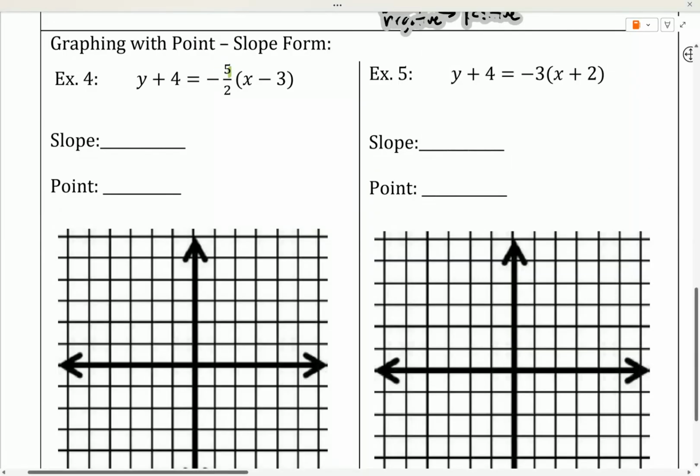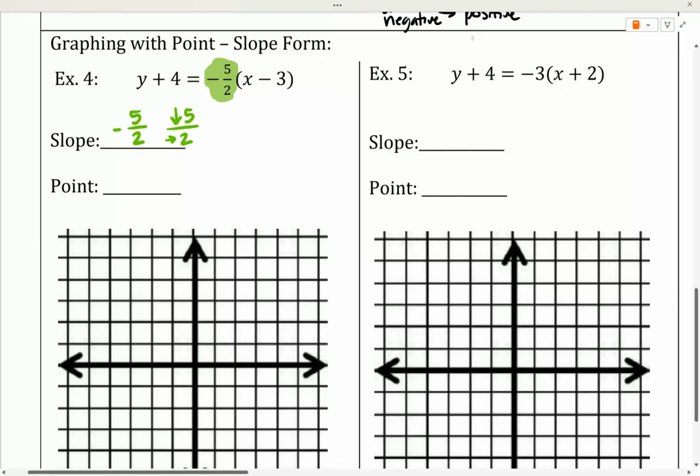So the first thing I see is our slope is going to be negative 5 over 2. Slope is always in front of that parentheses for point-slope form. So our slope is negative 5 over 2. In terms of graphing, that means we are going to go down 5 and to the right 2.